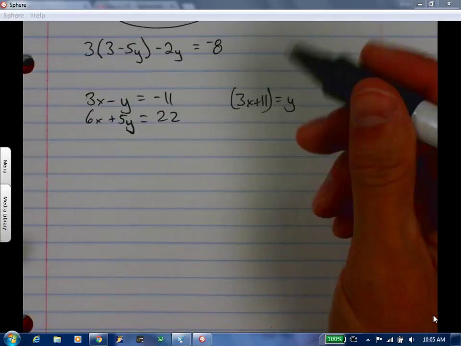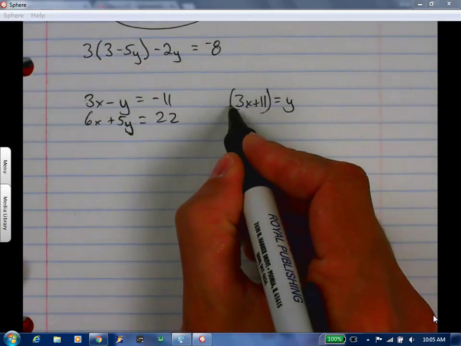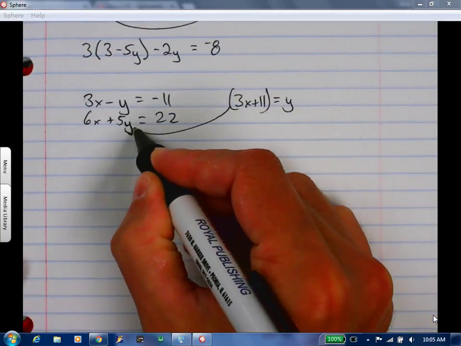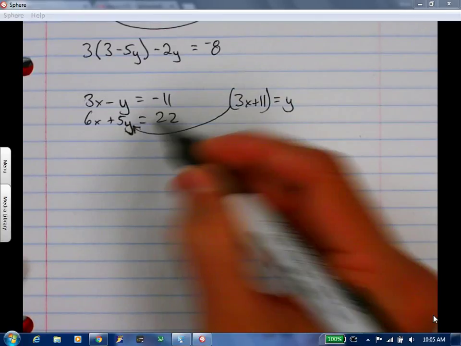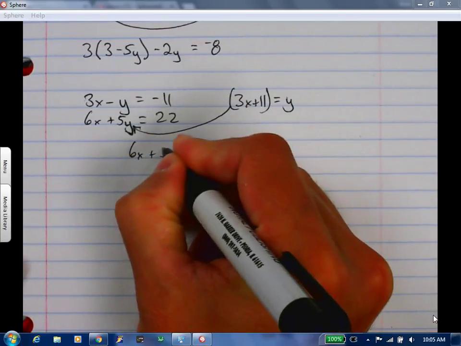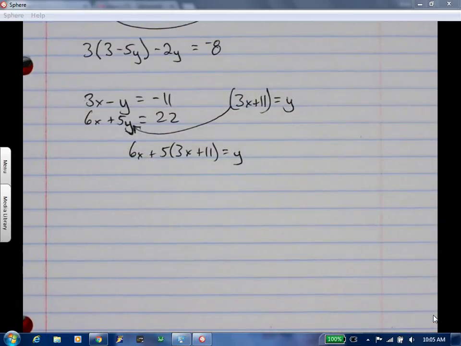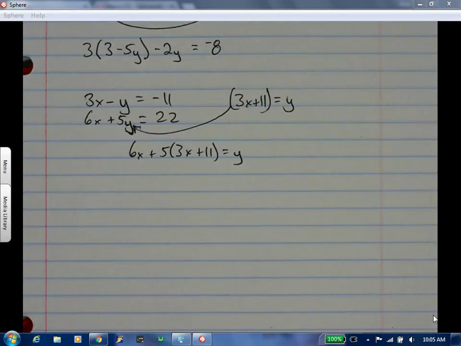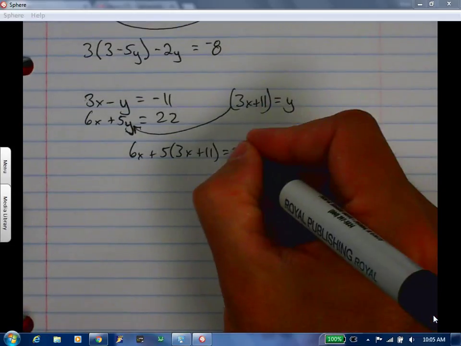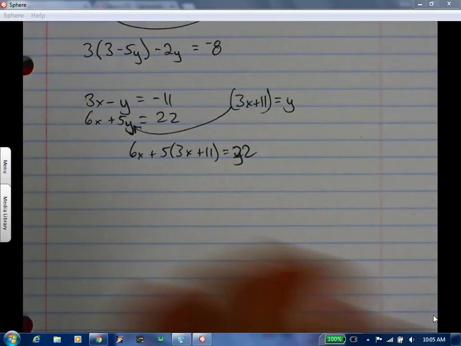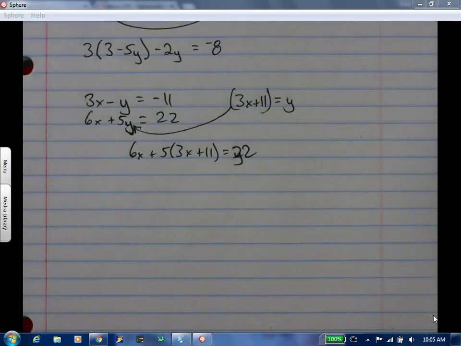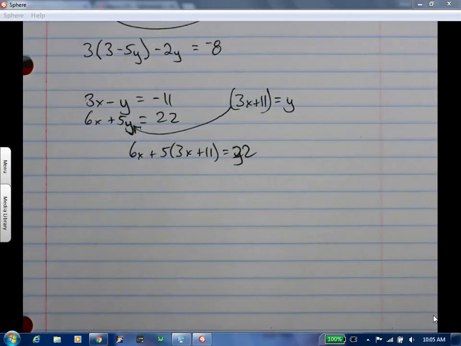So now, where's this going? It's going to go right there. So 6x plus 5 times 3x plus 11 equals y. Equals 22. Sorry. I'm looking ahead already. The only other thing you might see, there might be some that do get into fractions.